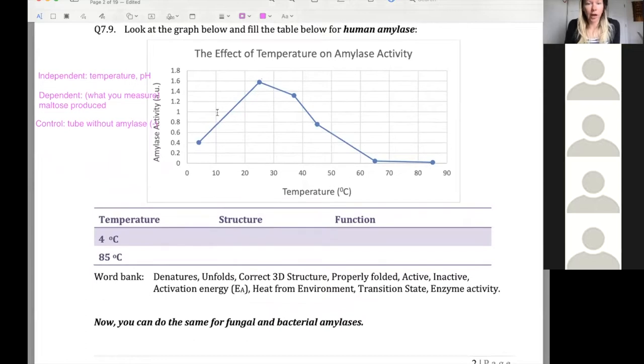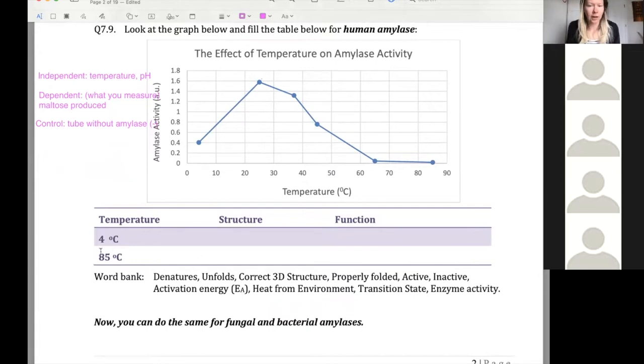Okay, so if we're looking at this result from an experiment with the human amylase enzyme, it's showing us a graph of the activity across a range of temperatures. And then it wants us to use some of these words to describe what's going on at two specific temperatures. We don't have to use all of these words. This is just to give you a hint as to what we're looking for in this chart.